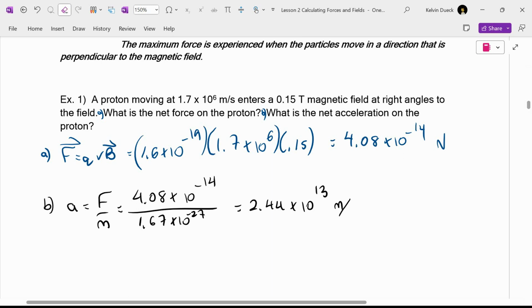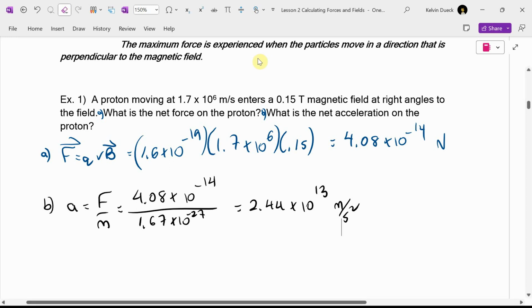Mr. Dueck, I got a problem with that because that's faster than the speed of light. First of all, that's an acceleration, not a velocity. Yeah, but Mr. Dueck, that means after 1 second, if it started at rest, it would be going 2.44 times 10 to the 13. Actually, the acceleration is not making it speed up or slow down. It's making it change direction. We'll talk about that in a second.